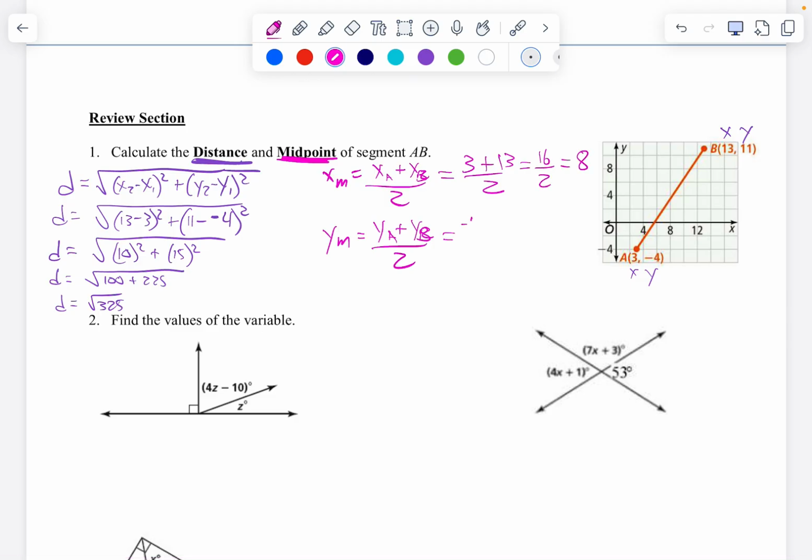And then down here, the y coordinates are negative 4 plus 11, which is 7. 7 halves is okay. You can leave it like that. If you want, you can say 3.5, but you don't need to do that.